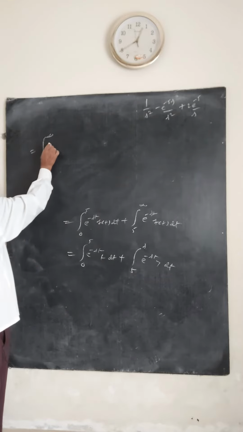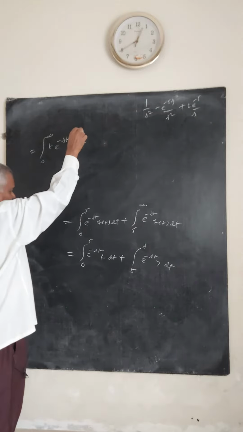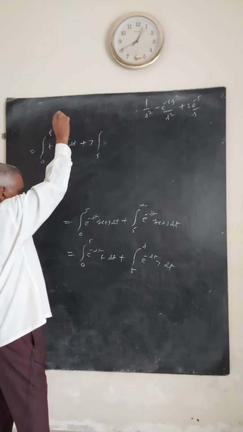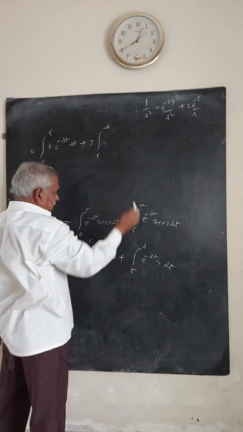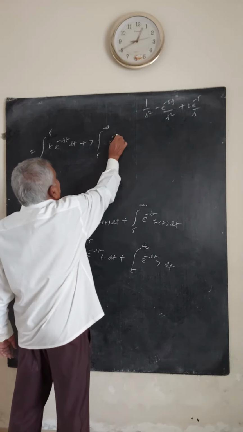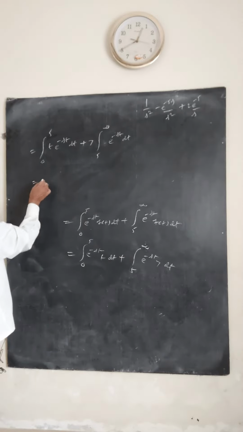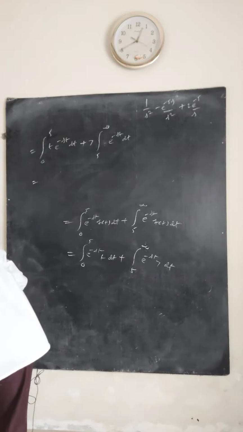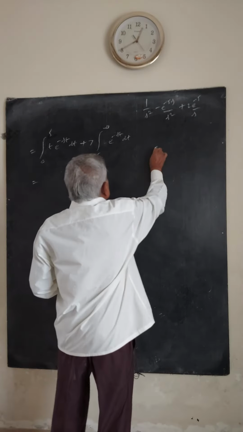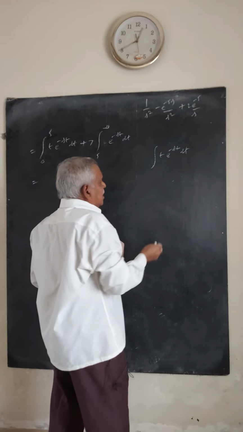That is the integral of t e power minus st dt, plus 7 taken out, 5 to infinity e power minus st dt. The first integral is solved using Bernoulli's integral, that is t e power minus st dt.